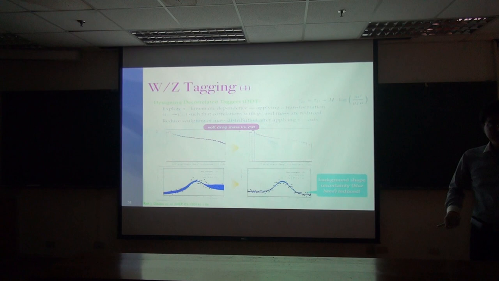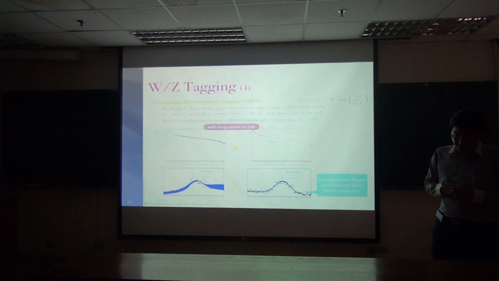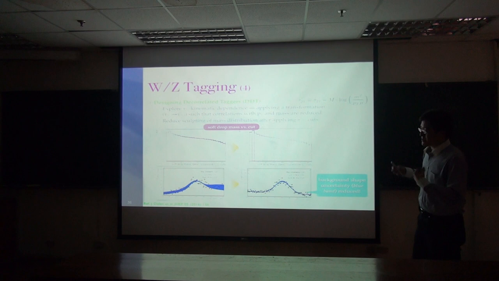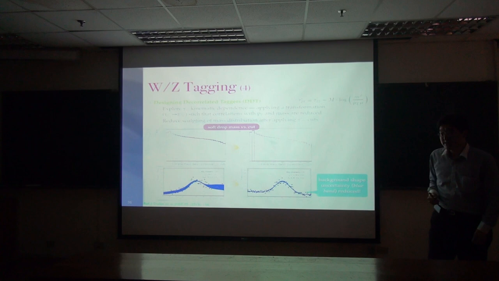After doing that, the background becomes more stable when you apply a stronger requirement on the subjectness variable, and it becomes easier to model. So this is also one way people try to improve the study: not just looking at the signal, but looking at the background, trying to reduce the correlation and see how we can do it better.